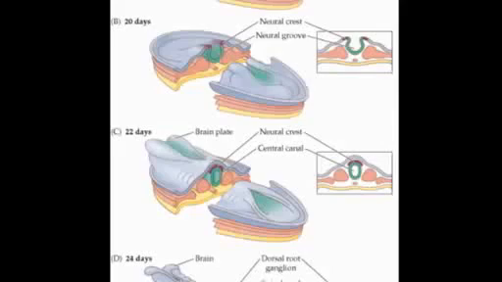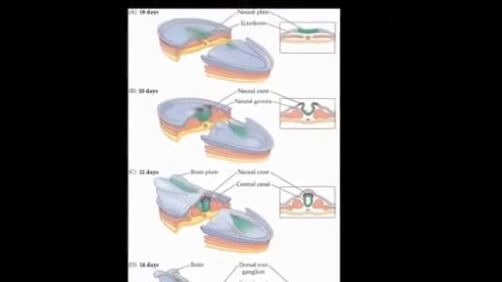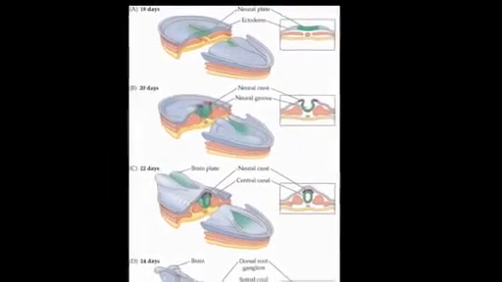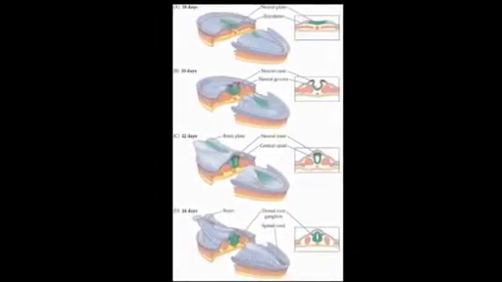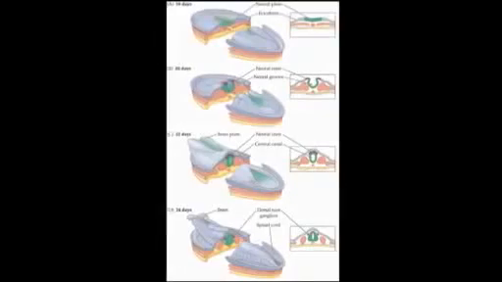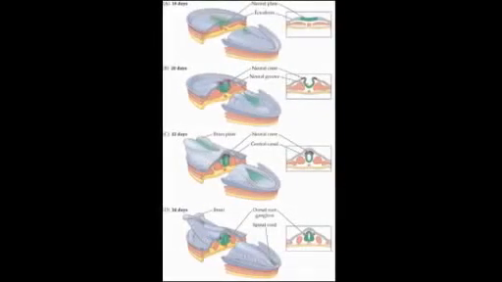Picture number 5 represents the embryological development of the nervous system. So, are we ready or not?